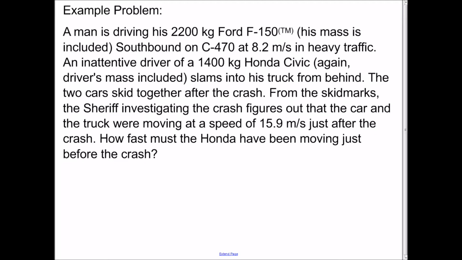The example that we're looking at says this: a man is driving his 2,200 kilogram Ford F-150, including his mass, southbound on C-470 at 8.2 meters per second in heavy traffic. An inattentive driver of a 1,400 kilogram Honda Civic, again including the driver's mass, slams into his truck from behind. The two cars skid together after the crash. From the skid marks, the sheriff investigating the crash figures out that the car and the truck were moving at a speed of 15.9 meters per second just after the crash. How fast must the Honda have been moving just before the crash?